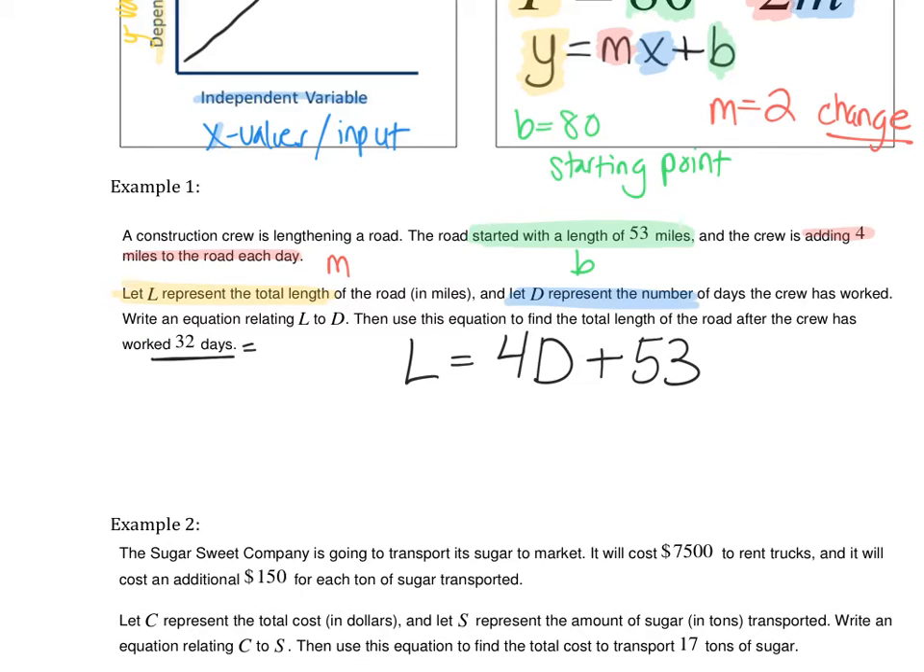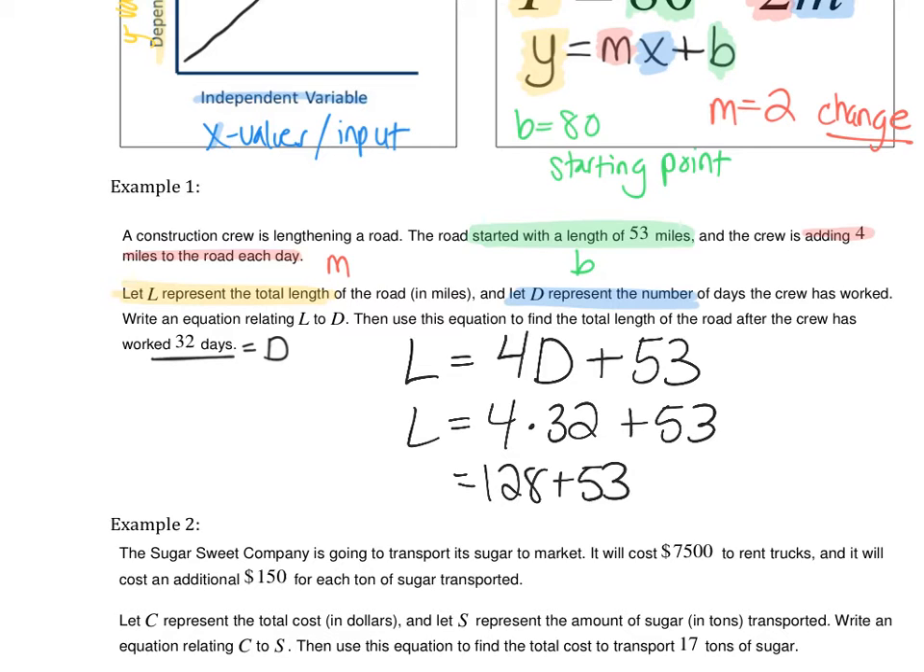So what we're going to do is plug 32 in for D. If we do that, we get L equals 4 times 32 plus 53. And if you do 4 times 32, you get 128, plus another 53 is a total of 181 miles.